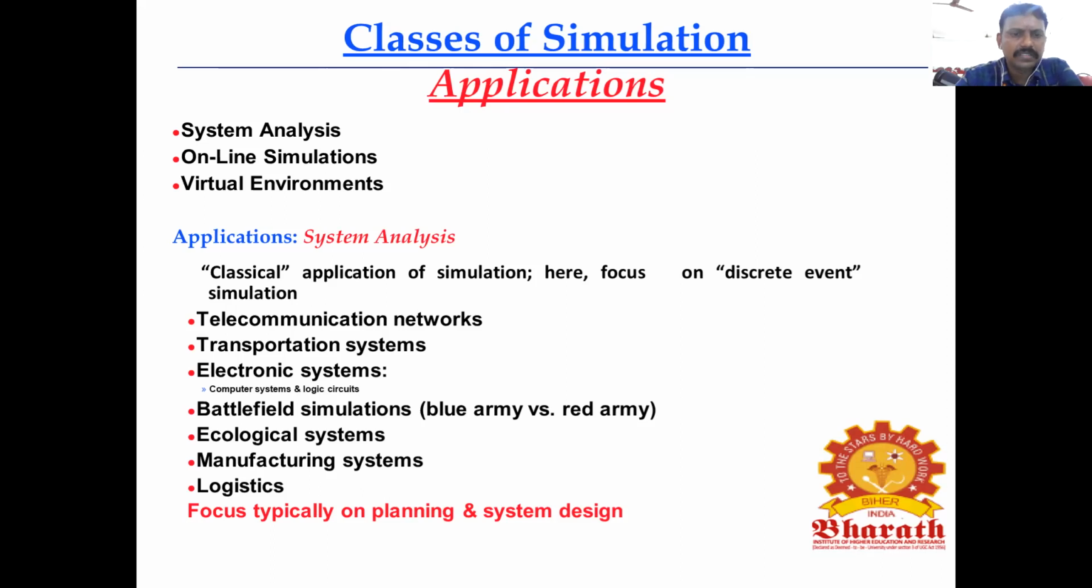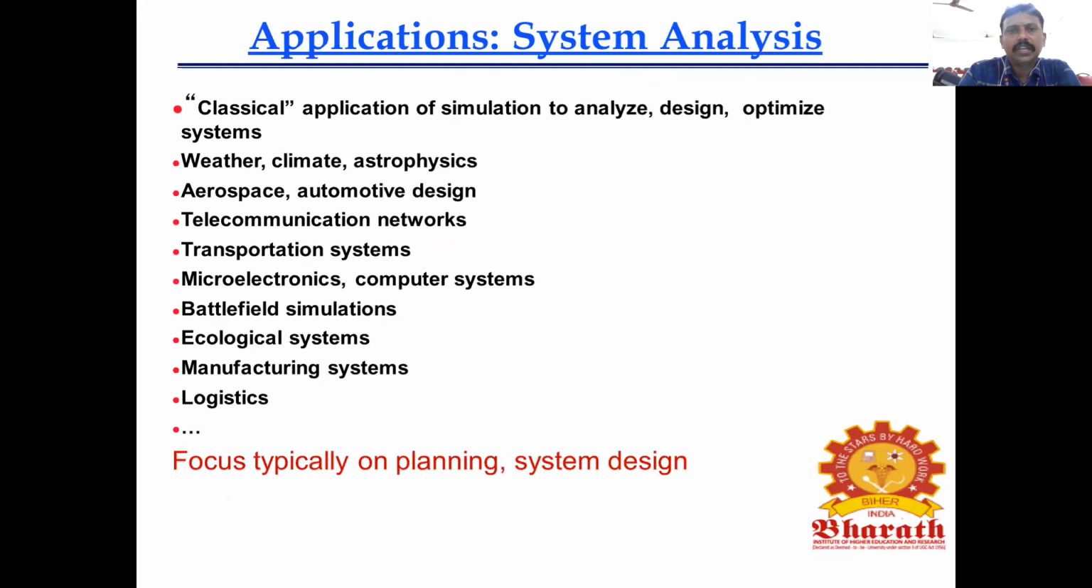Also, application system analysis: these are the classical applications where simulation is helpful. The focus is on discrete event simulation. The first applications are telecommunication networks and transportation systems, and nowadays electronic systems like computer design and logic circuit design. Also battlefield simulations, blue army and red army, like gaming, and ecological systems, manufacturing systems and logistic systems. These typically focus on planning and system design, which is very helpful in real-time applications nowadays.